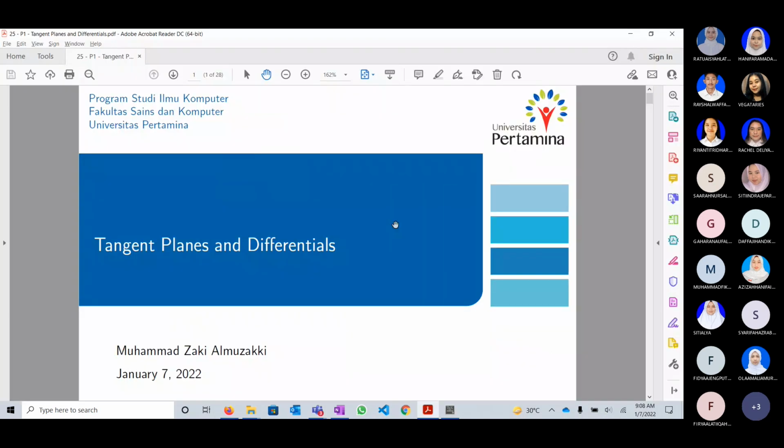What we will learn today is first about tangent planes and differentials, and then after that we will learn about extreme values and saddle points.